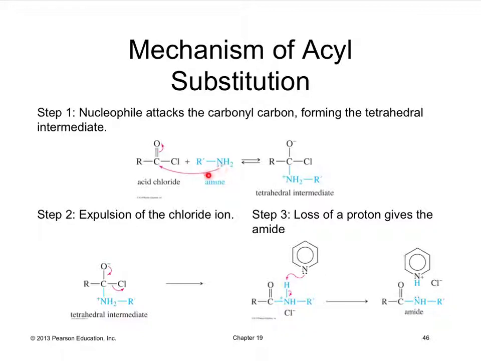The mechanism is as follows. Your nucleophile attacks the electrophilic carbon. Electrons go to the oxygen, forming this tetrahedral intermediate. Then the electrons from the oxygen come down, kicking off the chlorine, forming the amide almost, but it's protonated, and so the pyridine comes, deprotonates it, forming the amide.